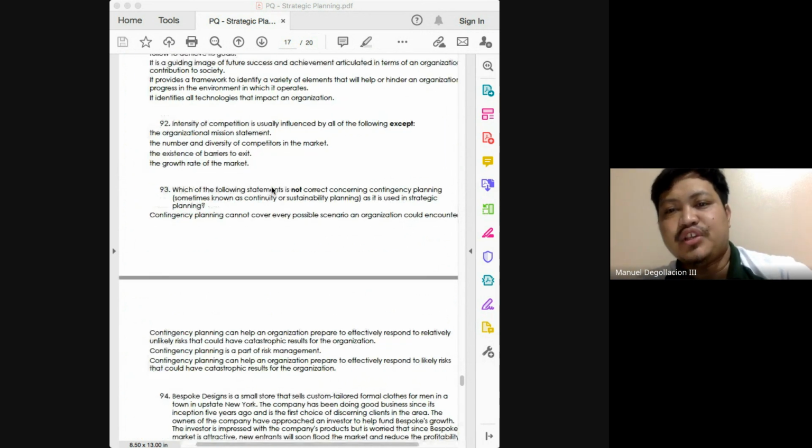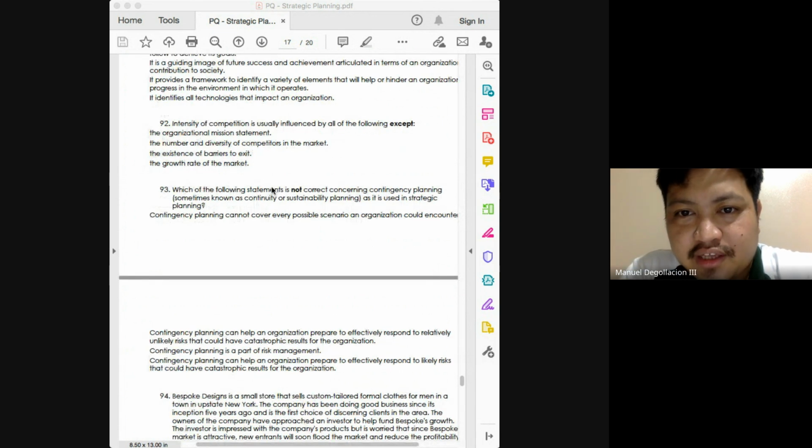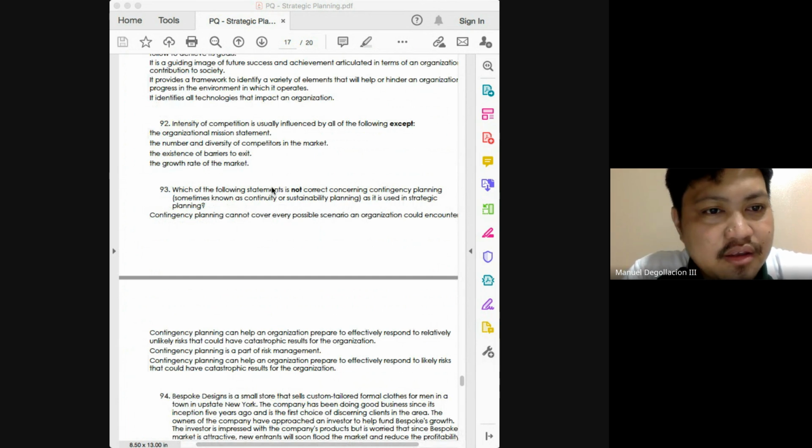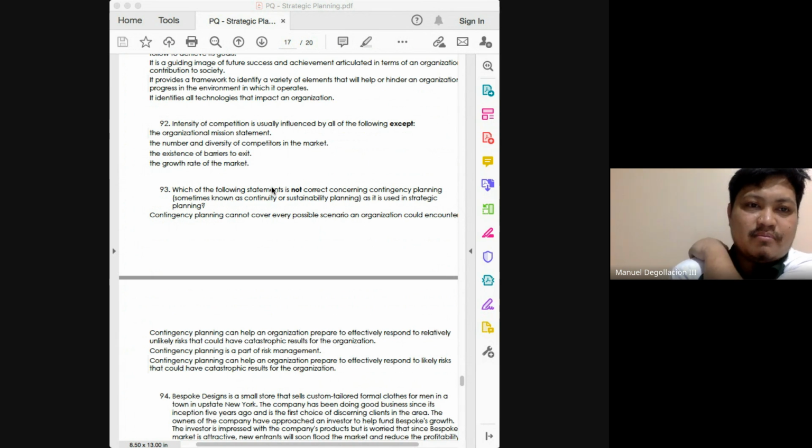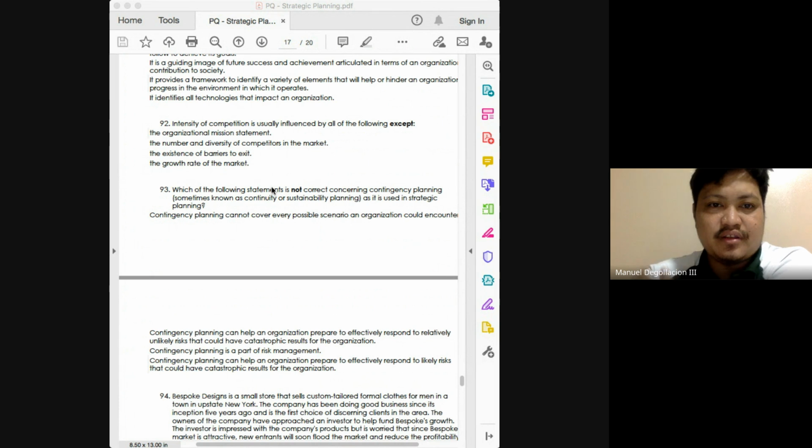92, intensity of competition is usually influenced by all of the following except the mission statement. Okay, the mission statement does not have anything to do with the intensity of competition. On the other hand, the growth rate in the market would be very inviting, thereby possibly increasing the intensity of the competition. The existence of barriers to exit would also be a factor that will affect the level of competition, as well as the number and diversity of competitors in the market.